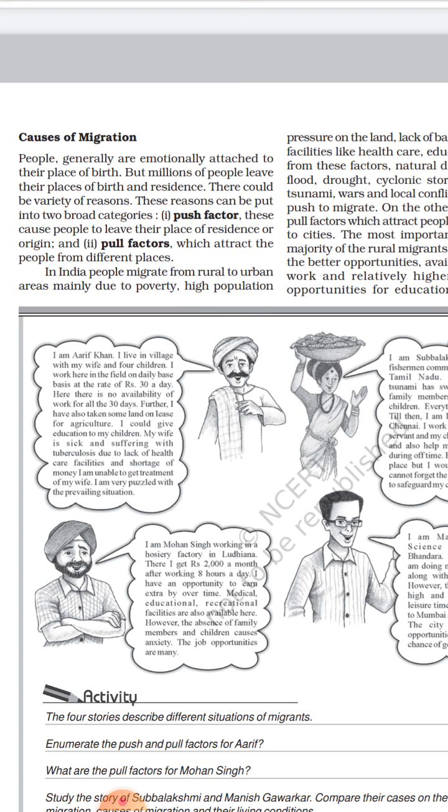Apart from these factors, there are also natural disaster factors, like people living mostly on the eastern coast of our country being prone to floods, drought, cyclonic storms, earthquakes and tsunamis. These natural factors also play their role as push factors. On the contrary, pull factors attract people from different areas for better opportunities, availability of regular work, higher wages, and better opportunities for education and health facilities. These are some important pull factors.